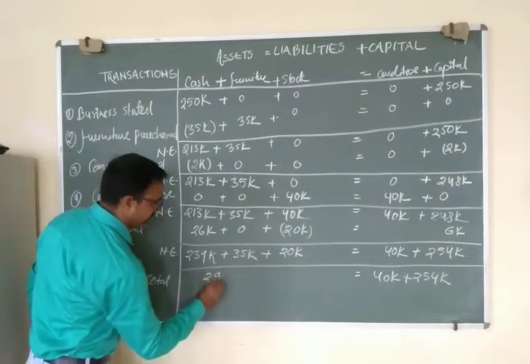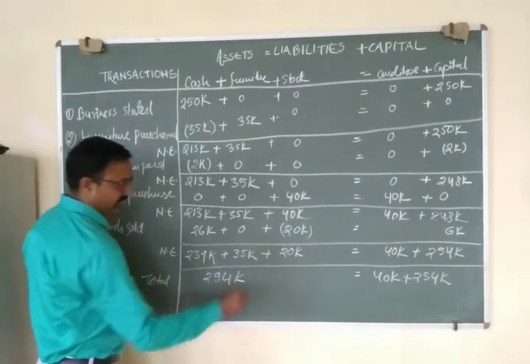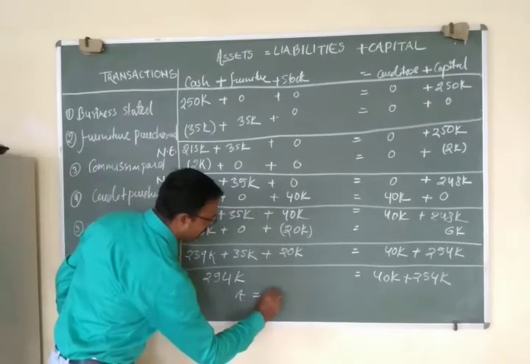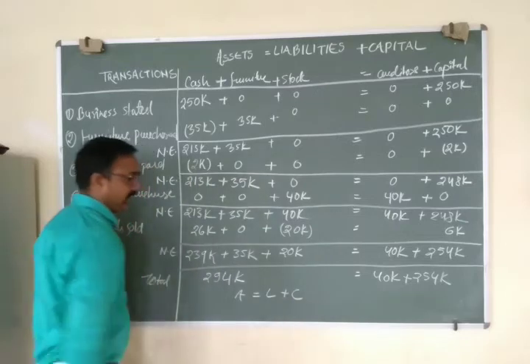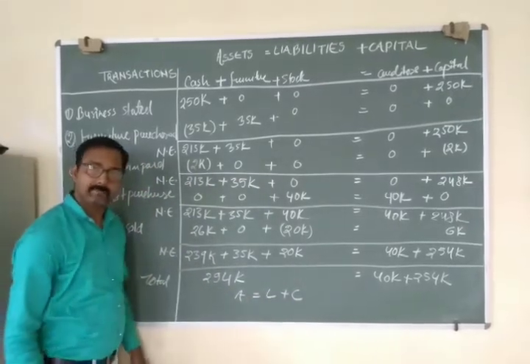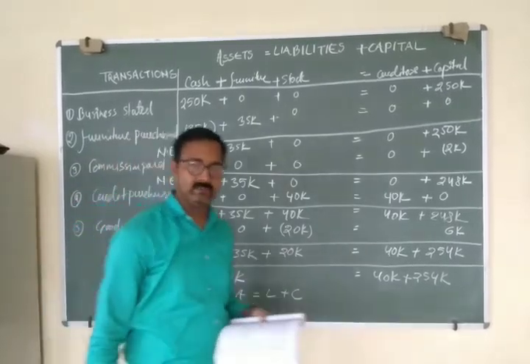Okay, 2,94,000. So here we can verify our equation, that is assets is equal to liabilities plus capital. Every time we have to verify this answer only. Clear? It was our question number 2.